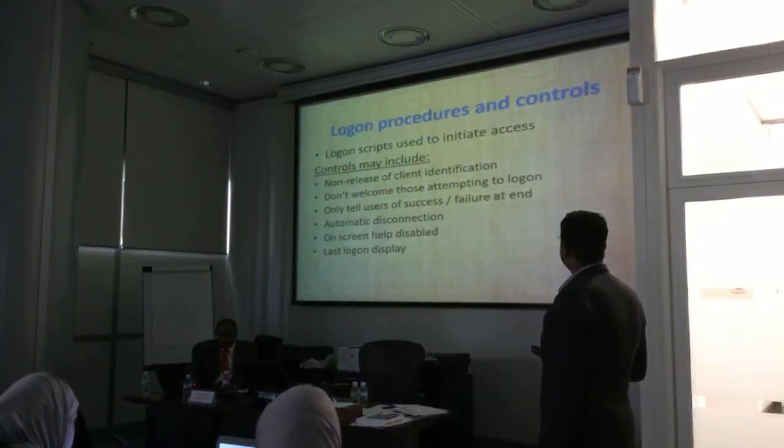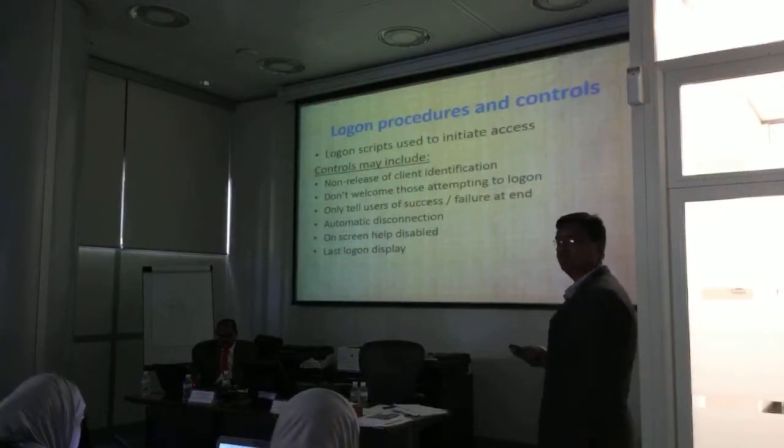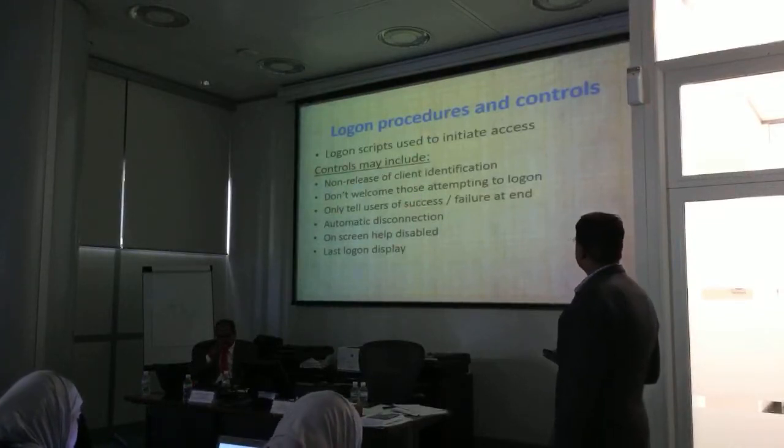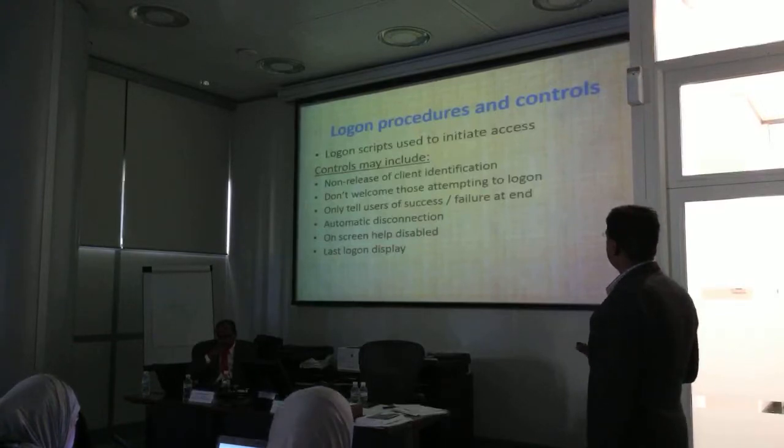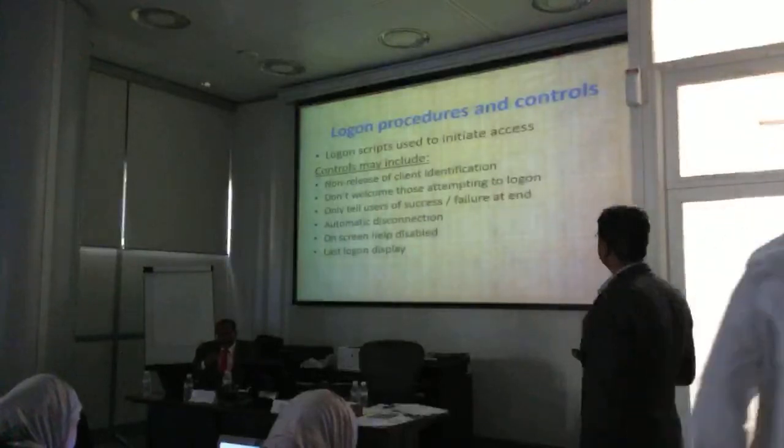Non-release of client identification, don't welcome those attempting to log on. Automatic disconnection, on screen have disabled, lost log on disabled.